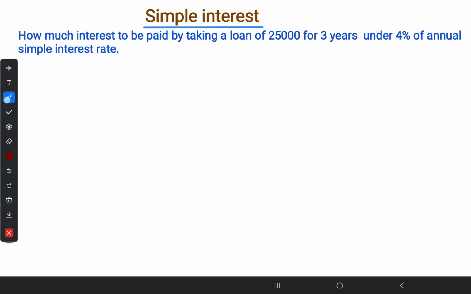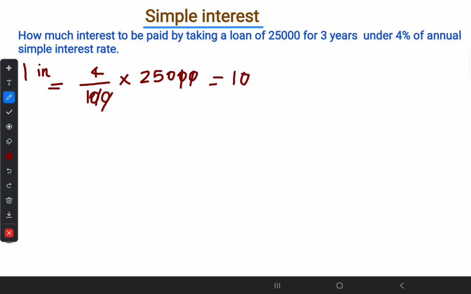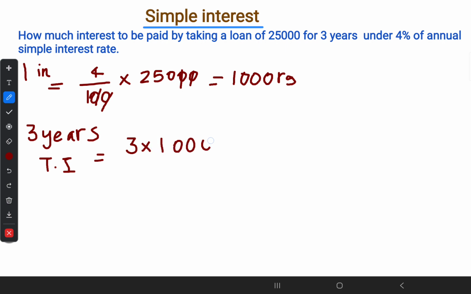So initially, the interest percentage is 4. Likewise, we obtain the loan as 25,000. So 4 upon 100 into 25,000. This is the amount of interest we need to pay for 1 year. After simplification, we can get it as 1,000 rupees. 250 times 4 would be 1,000 rupees. Thereafter, the loan duration is totally 3 years. So for 3 years, the total interest would be 3 times 1,000. You need to show your workings like this. 3 times 1,000 would be 3,000 rupees.